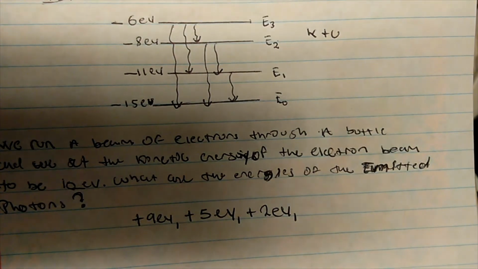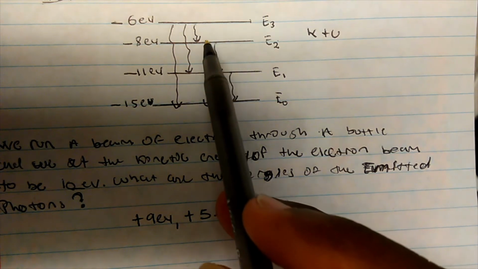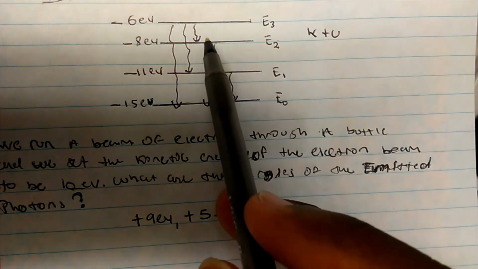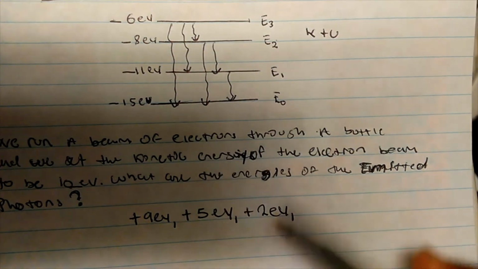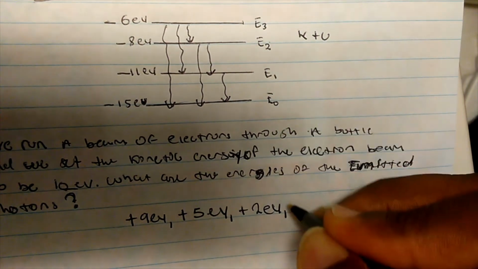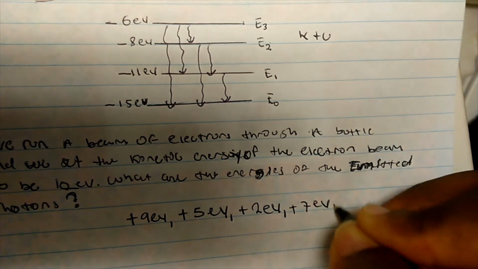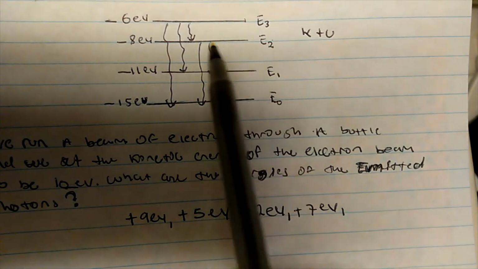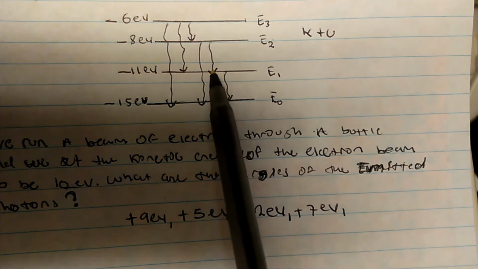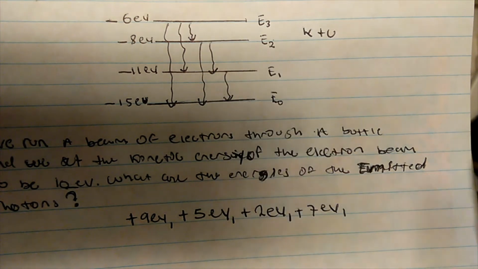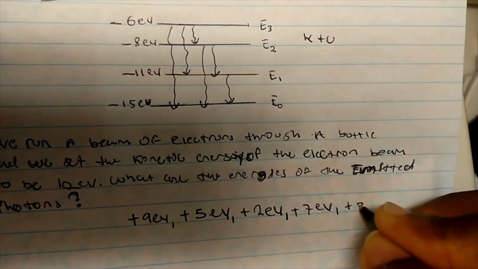Okay, so that's nice to know. If I take negative 8 EV and subtract that from negative 15 EV, I'll get plus 7 EV. If I take negative 8 EV and subtract that from negative 11 EV, well, negative 8 plus 11 gives us plus 3 EV.